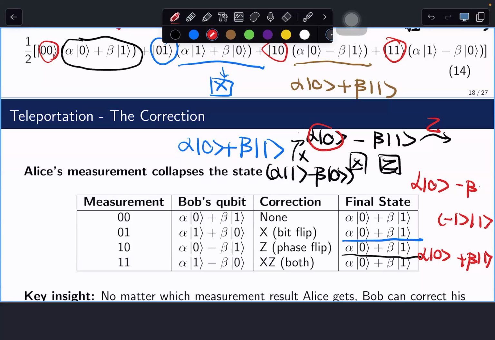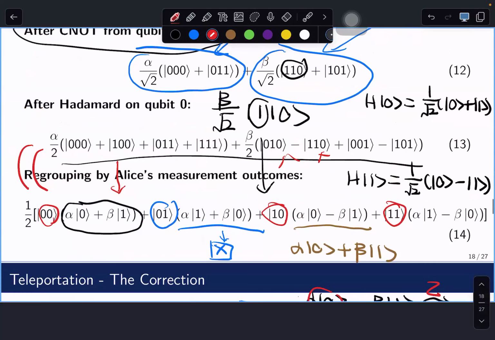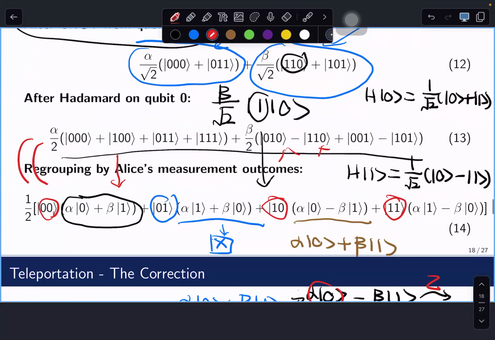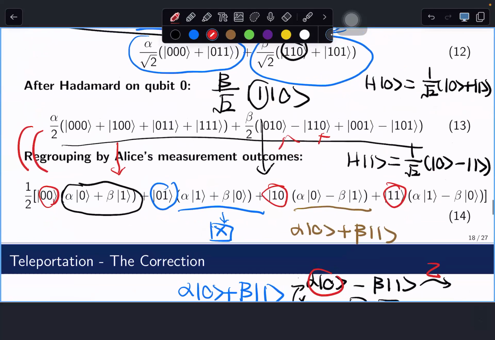Just to add, I don't know if you guys remember, but the Z gate is only adding the negative sign in front of the 1. So it only acts if the qubit value is 1. If it's 0, it doesn't do anything. The X gate always flips, but the Z gate is just a phase flip if the qubit is 1. Kind of conditional, but not really.